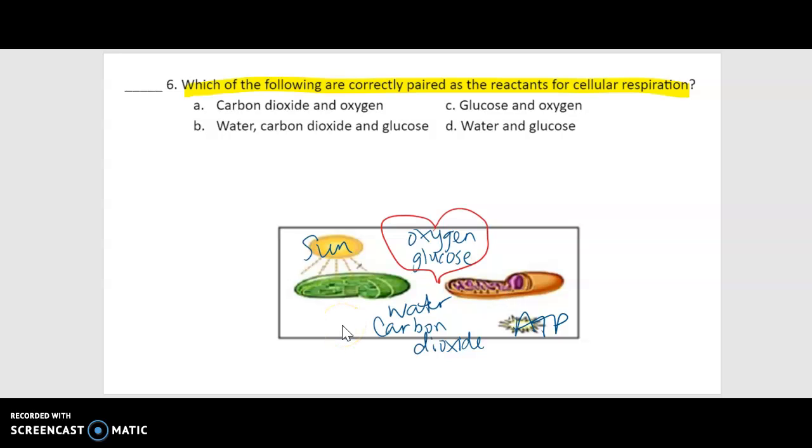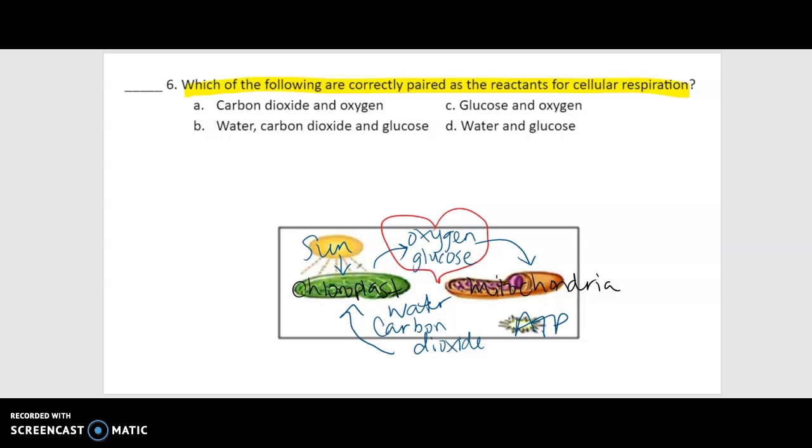So for photosynthesis, we have to take in water, carbon dioxide, and sunlight. So this is happening in the chloroplast. We're producing or creating oxygen and glucose because plants create oxygen for us to breathe and their own food source, which is glucose. And then oxygen and glucose become reactants for cellular respiration, which happens in the mitochondria.